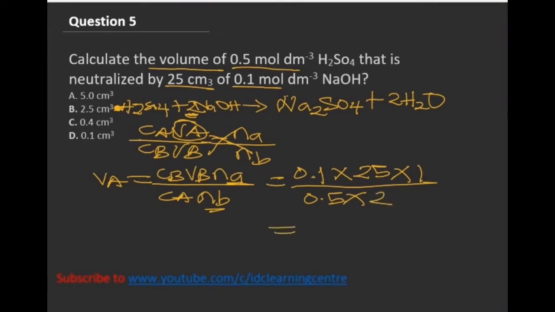So when we multiply them out, we have 2.5 cm cube. So our answer is B. So question number 5 is 2.5 cm cube. So let's move on to question number 6.